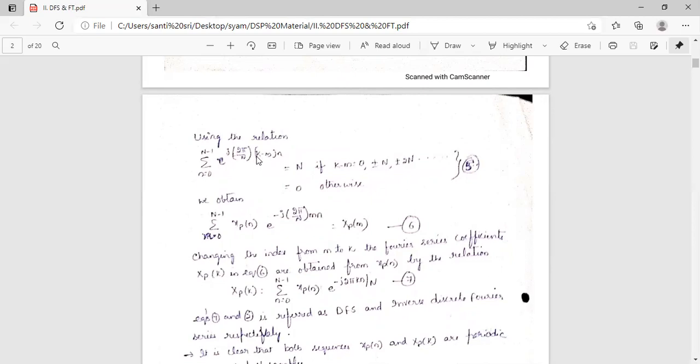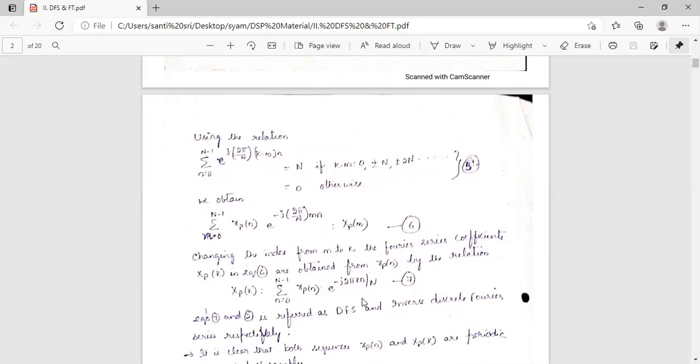So we obtain sigma n equal to 0 to N minus 1 xp of n into e power minus j 2 pi by N into mn is equal to Xp of m. Let it be considered as equation number 6. So changing the index from m to k, if m is replaced by k, then Xp of k is equal to sigma n equal to 0 to N minus 1 xp of n into e power minus j 2 pi kn by N, because m is replaced by k.